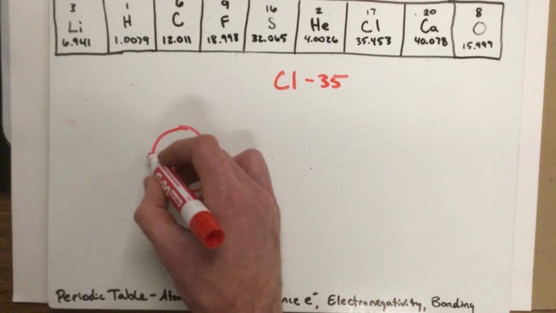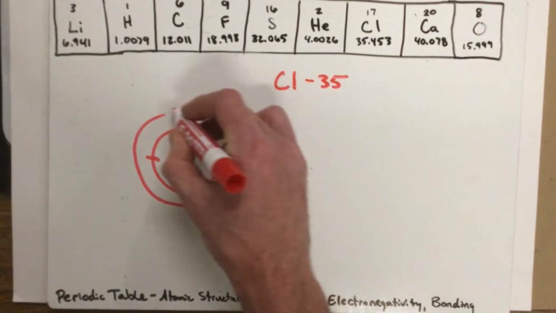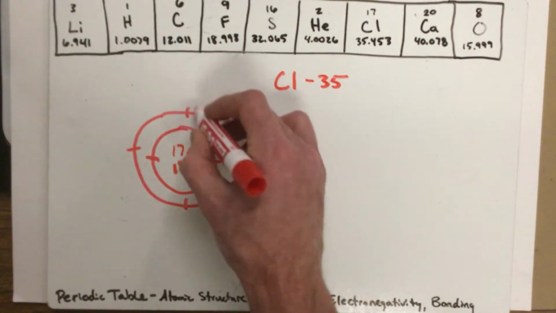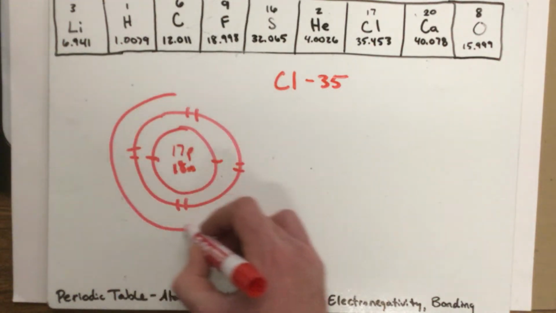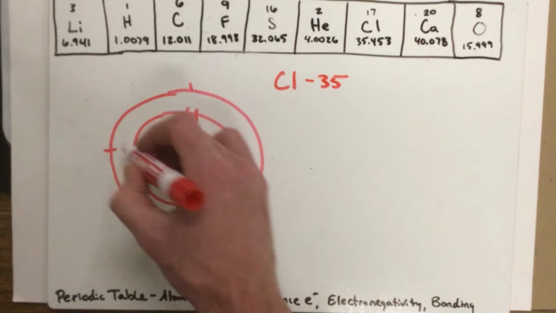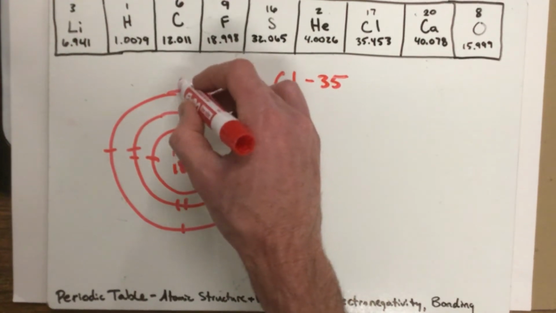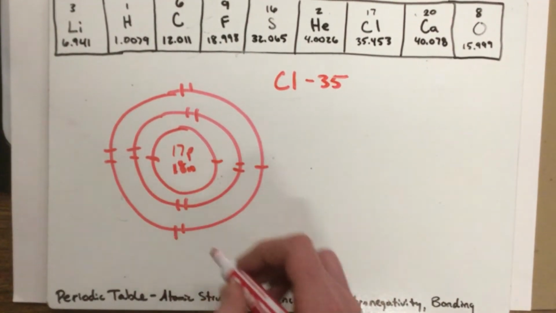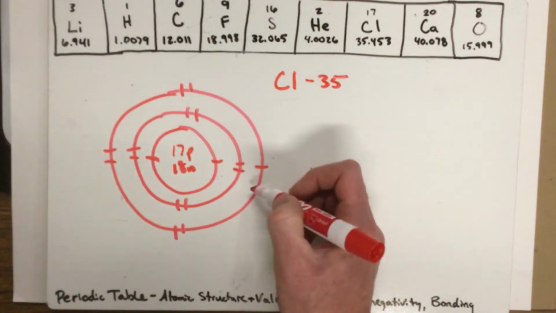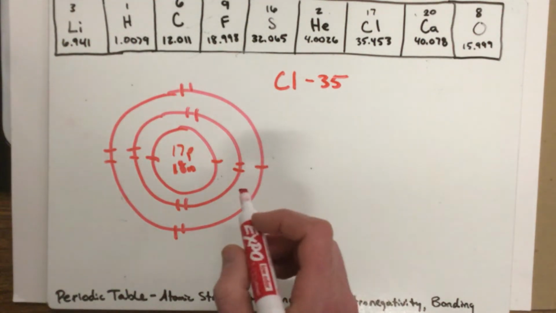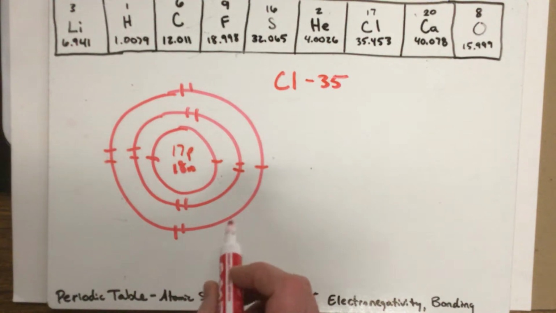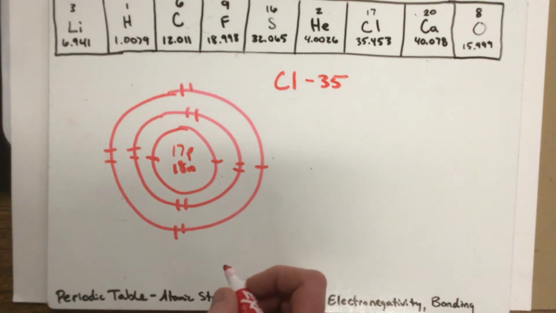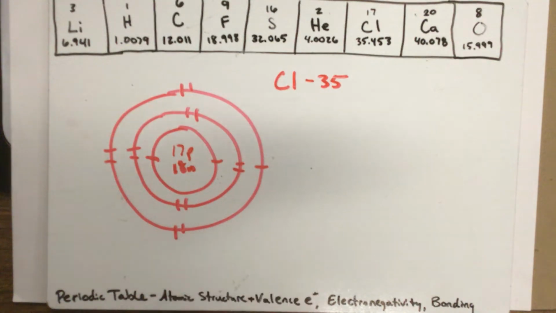1, 2, 3, 4, 5, 6, 7, 8, 9, 10. Not there yet. 11, 12, 13, 14, 15, 16, 17. This outer shell, this second shell as well, and that's as far as we'll go in this course, also holds only 8, holds up to 8. So the valence shell here in this particular isotope of chlorine is, just like fluorine, very close to being filled.